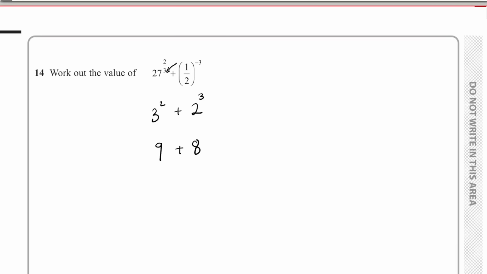So we've got a cube root, a square, a flip, and a cube.